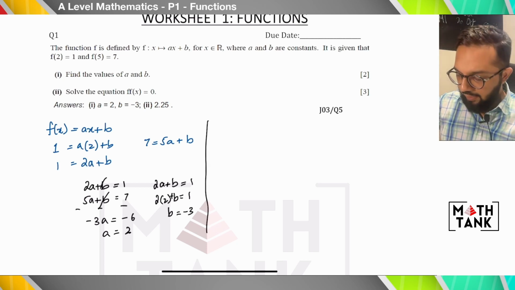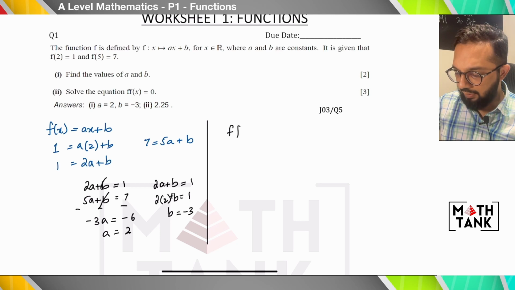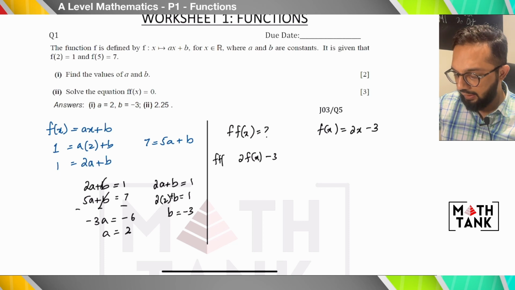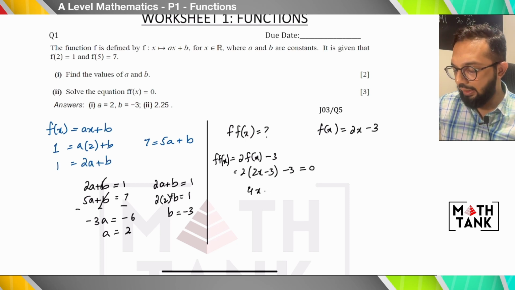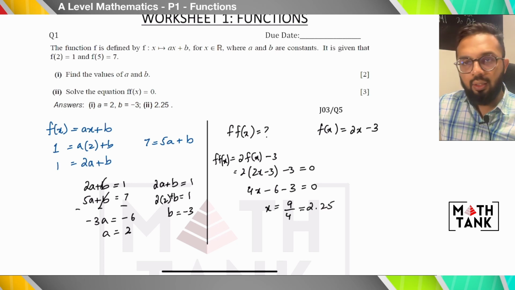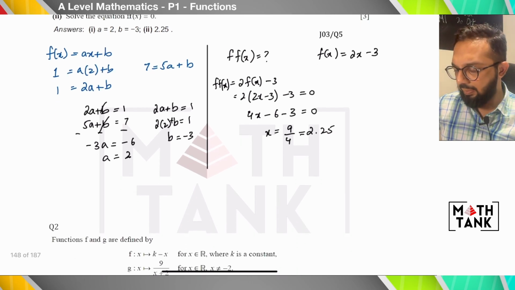Then it says solve the equation f of x equals 0. So I will have to construct f of x first. What is my f of x? F of x is basically 2x minus 3. So I'm going to say 2x minus 3 minus 3 should equal 0. So that gives me 4x minus 6 minus 3 equals 0. X equals 9 over 4, which is 2.25. So a relatively simple question from the early past papers.